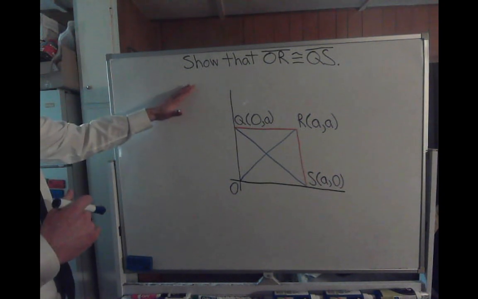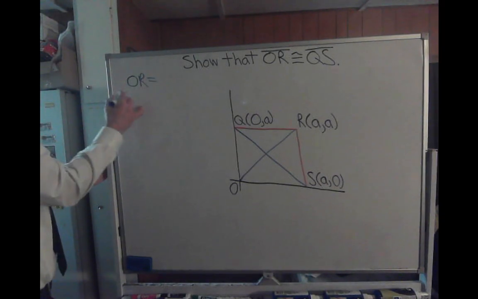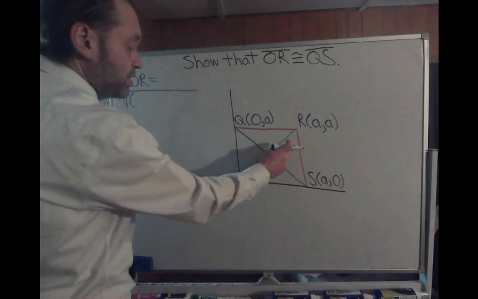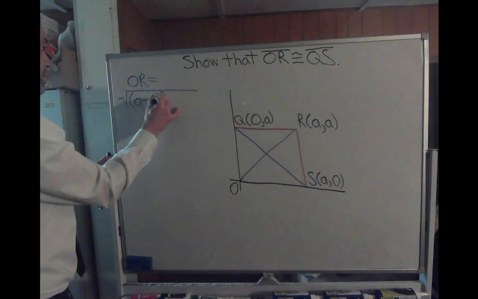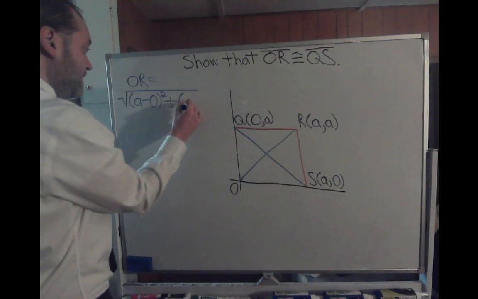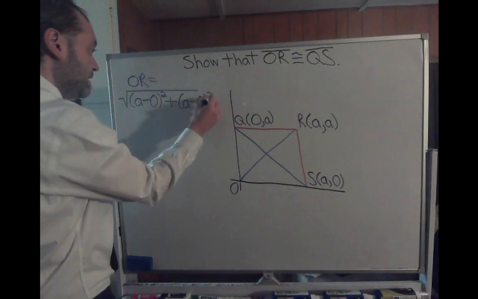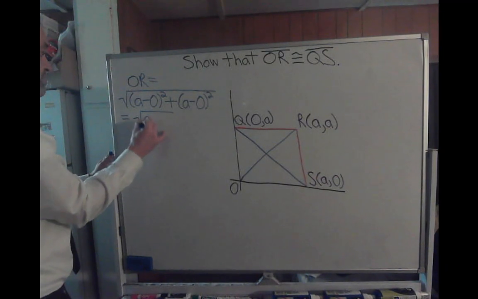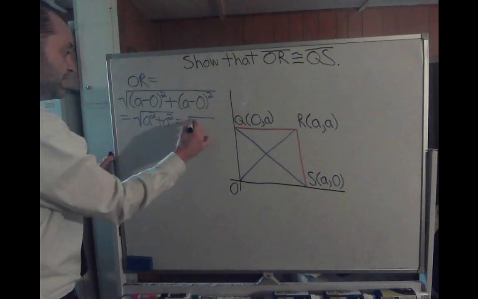So let's start with the distance from O to R. Why don't we find OR? That, of course, is equal to the square root of what is your second x from O to R. Your second x would, of course, be A minus your first x of 0. That'd be squared. Plus, then you have your second y coordinate, which is also A, minus your first y coordinate of 0, which would be squared. So this is going to give you, of course, the square root of A squared plus A squared, which would give you the square root of 2A squared.